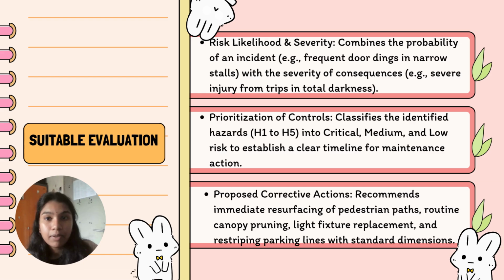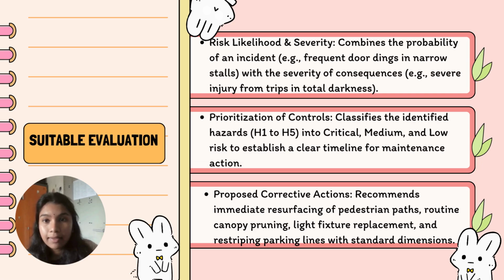Let's look at a couple of examples from our campus study. First, we have ergonomic issues, such as our narrow parking stall dimensions. Because the parking spaces are so tight, the likelihood of minor property damage, like scratching a car door against a wall or another vehicle, is incredibly high. However, the severity is low because no one gets hurt.